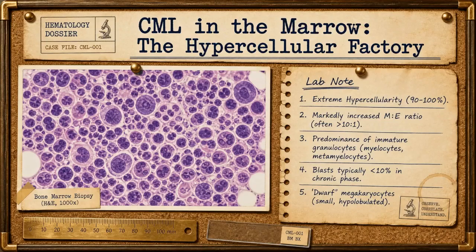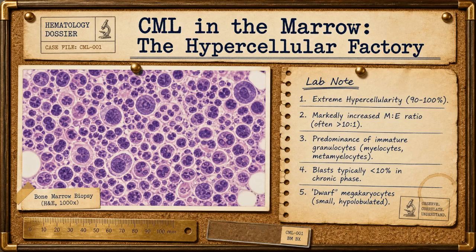When you examine a bone marrow biopsy or aspirate from a CML patient, you're often going to encounter what I like to call a granulocytic gold rush. The most immediate observation will likely be hypercellularity, often 90 to 100% cellular. It's packed. Within this, you'll notice a distinct expansion of the granulocyte pool, dramatically skewing the myeloid to erythroid, M:E, ratio to 10 to 1 or even 30 to 1. Blasts should remain less than 5% in the chronic phase.